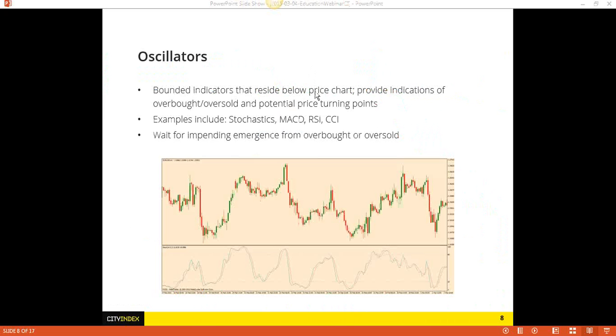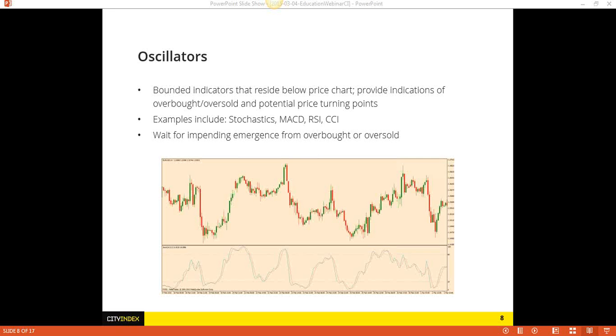Okay, so let's talk about oscillators. Now this is one of my favorite topics, and people bad talk oscillators all the time because they think that, again, they're lagging indicators and they can't tell you much. But I would beg to differ on that. I use oscillators a lot as adjunct tools, as the tools that provide me support for my trades.